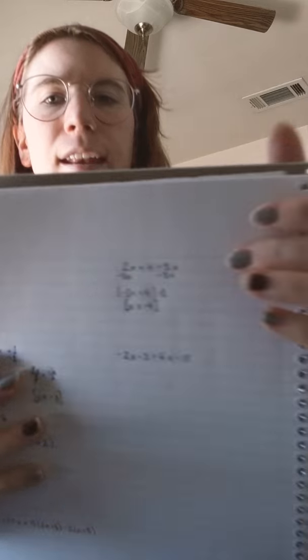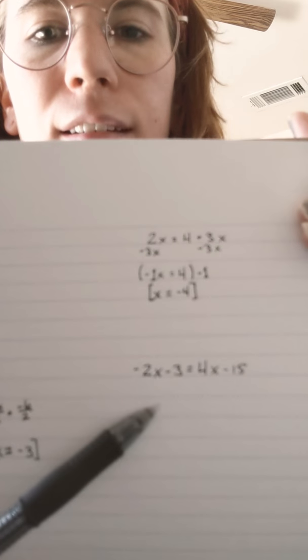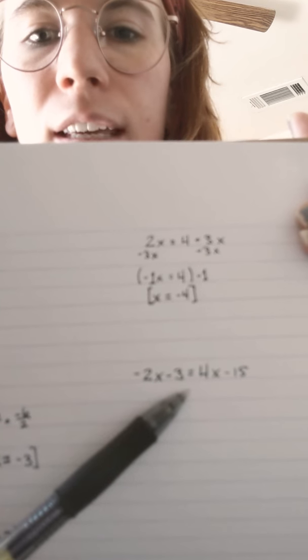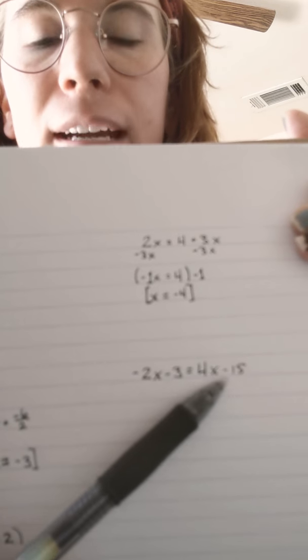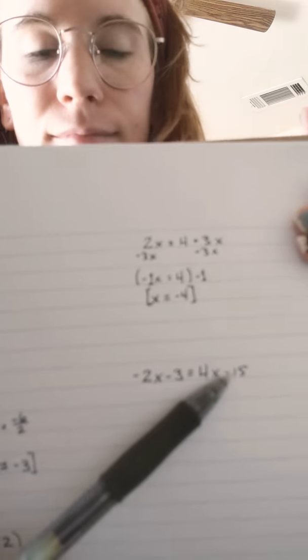We're going to do negative 2x minus 3 equals 4x minus 15. Okay, let's start this off by adding 3 to the negative 15 on the right side. Everyone follow along. Add 3 to both sides. We're not doing anything to the x's right now. Okay? So now we're left with negative 2x on the left side, right?